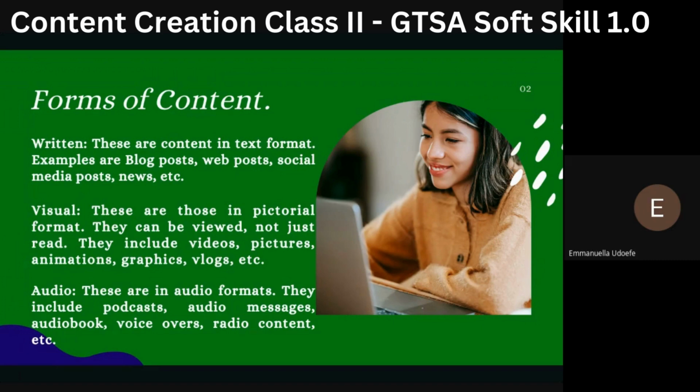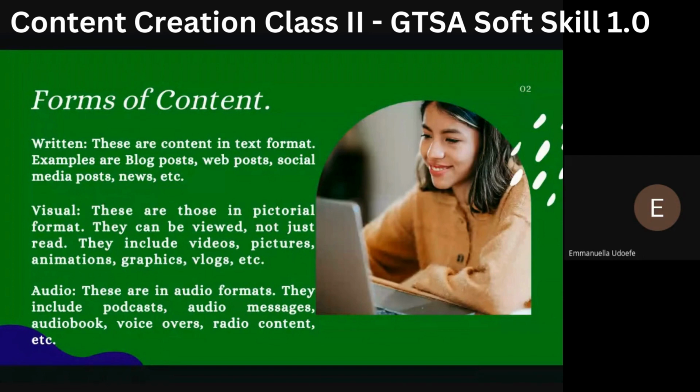Then, also when people deliver audio messages, I already cited an example of audiobook. Some people read their book and put it online for you to buy as audiobook, and then you just listen to the book. You don't have to read it if you don't have the means to do so.